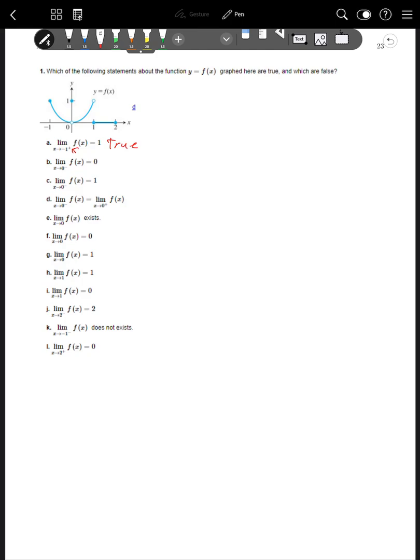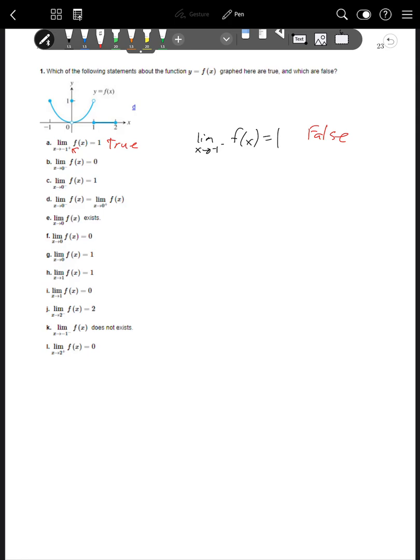Whereas if I said the limit as x approaches -1 from the left of f of x equals 1, that would be false. Because while the value of the function at -1 is 1, there's nothing to the left of it. So there's no way to approach it from the left. So that doesn't even actually exist. Okay, and so then we could go from there.